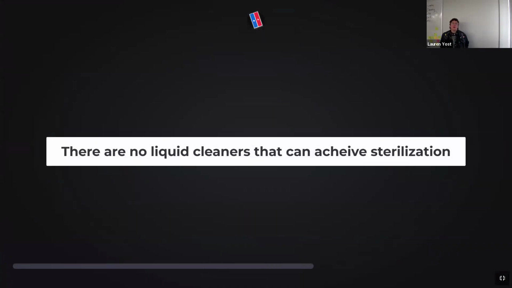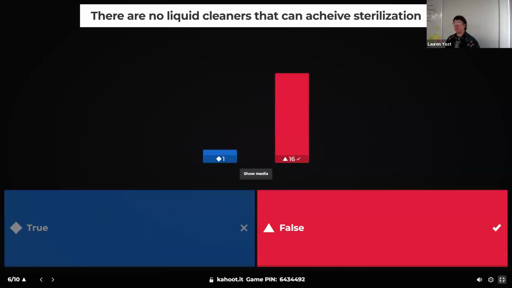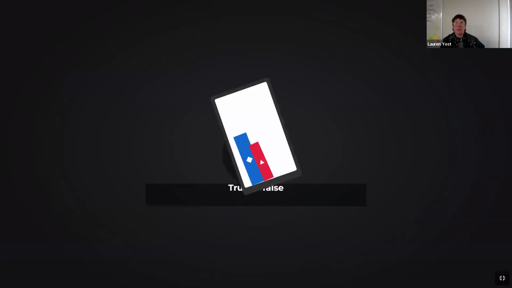All right, true or false? There are no liquid cleaners that can achieve sterilization. Right, so this one is false. Most of us got this one. When we think about the halogens, several of them can sterilize if used appropriately. Even hydrogen peroxide can sterilize at high enough concentrations, not over the counter concentrations, but 35% or higher. And then glutaraldehyde and formaldehyde can also sterilize. But again, we have to be using them at the right concentration for the right amount of time and everything like that.